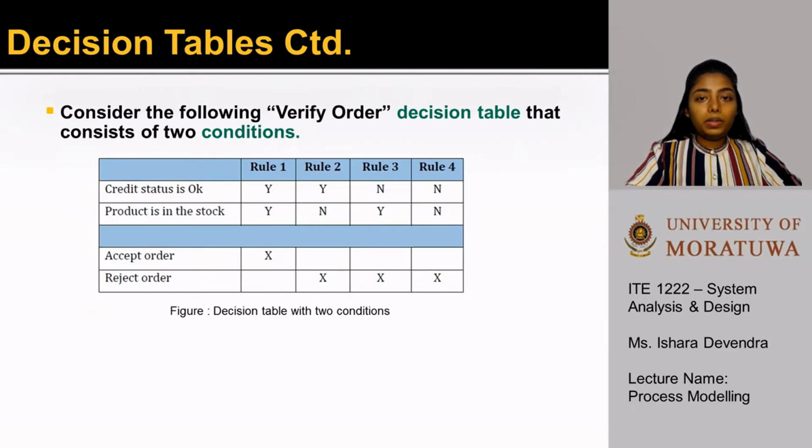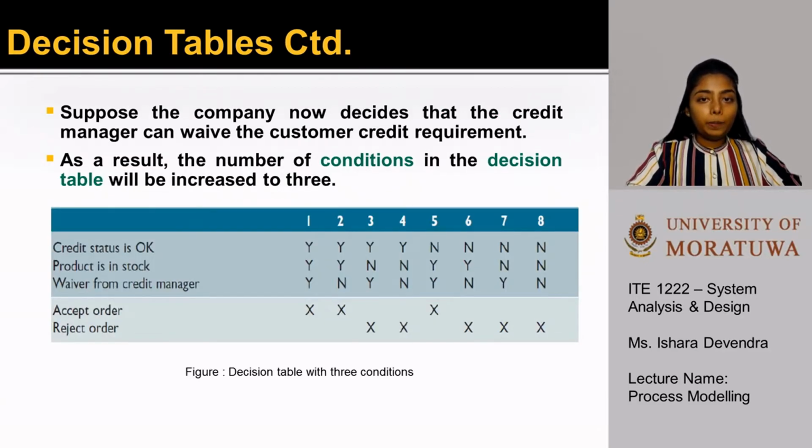This is an example decision table for the verify order process that consists of two conditions. In this example, the process description comprises two conditions: product stock status and customer credit status. If both conditions are true, the order is accepted. Otherwise, the order is rejected.